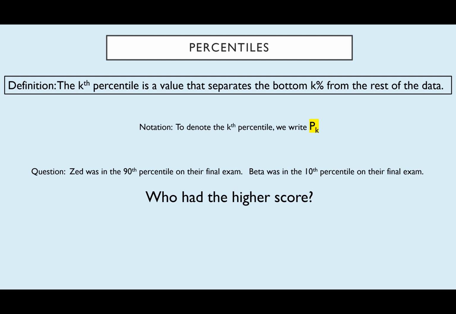Well, it's gonna be Z, because Z was in the 90th percentile of their final exam, meaning that Z beat 90% of the class. If you listed, low to high, all the scores in the class, you would have to go through 90% of all the scores until you got to Z. So that means that Z is at the near top of their class. Conversely, you would only have to go through 10% of the first bottom scores to get to Beta. So Beta didn't score very well relative to their classmates.